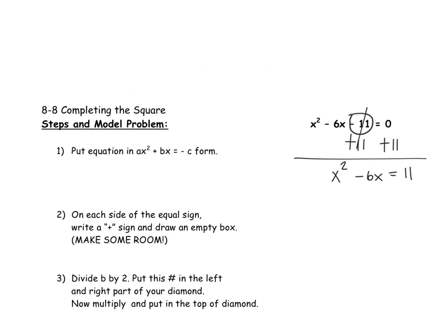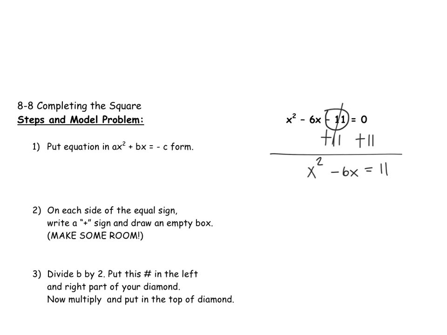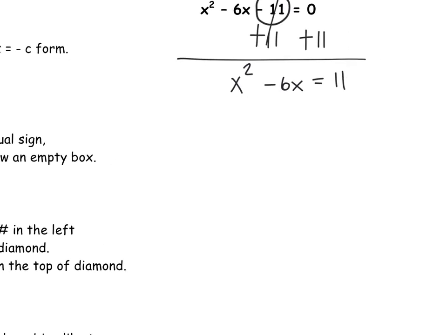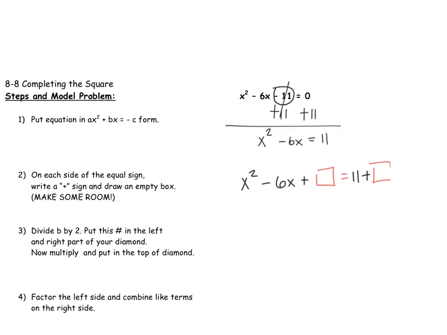Boom, that's step 1. Step 2 says on each side of the equal sign, write a plus, and then draw an empty box, make some room. So that's going to be step 2. I'm going to write x squared minus 6x plus a square. That's why we call it completing the square, because we're drawing some squares. Just kidding, that's not the real reason, but it helps you think. Equals 11 plus a square. Good. So boom, we have step 2 done.